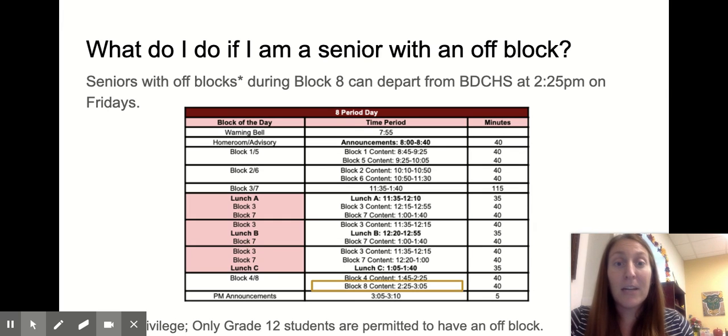If you're a senior and you have an off block, you are able to depart from BDCHS at 2:25 on Fridays, just as we would have done last year. So if you don't have a teacher to report to, you can depart early.